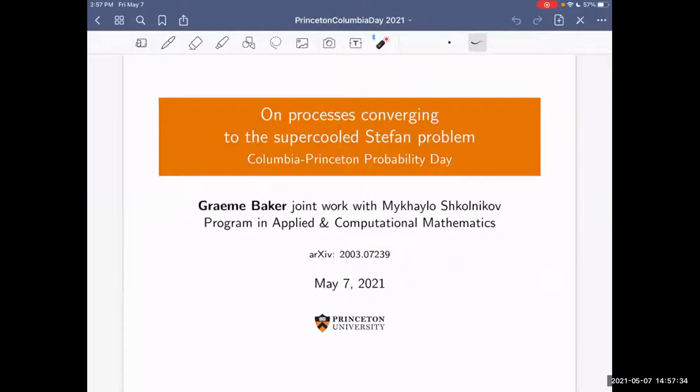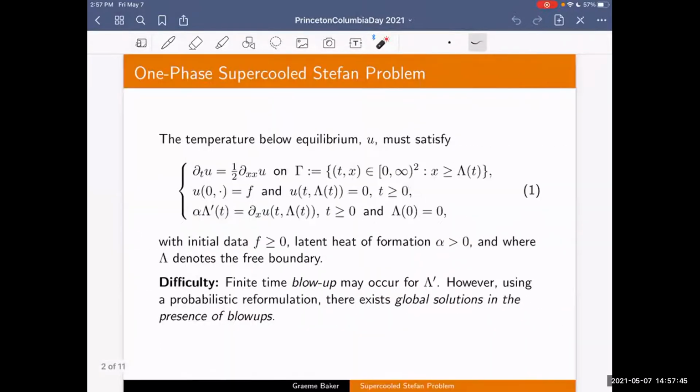So hi, everyone. Thank you to the organizers. Today, I'm speaking about the supercooled Stefan problem and some processes with laws converging to it. So the supercooled Stefan problem, what is it?